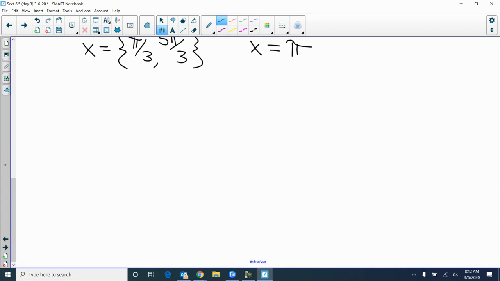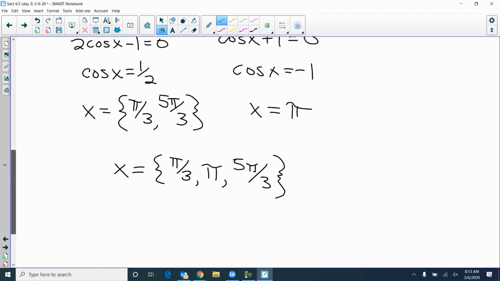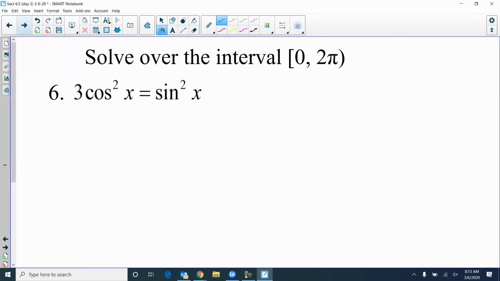Okay, and so I got x equals pi over 3, pi, 5 pi over 3. Okay, pi over 3, pi and 5 pi over 3. All right, let me just set this one up. Well, we'll see the time. If I've got time, we'll finish.